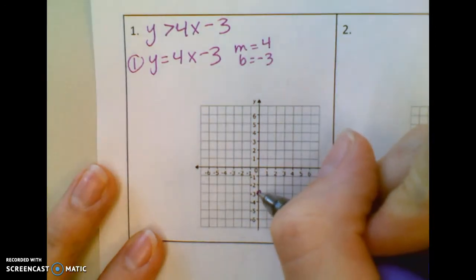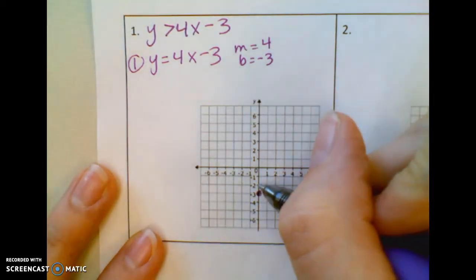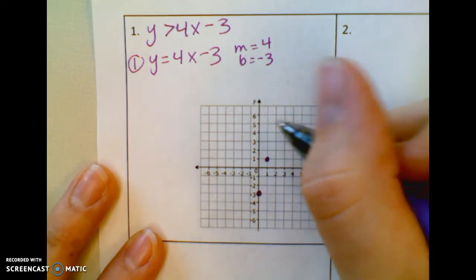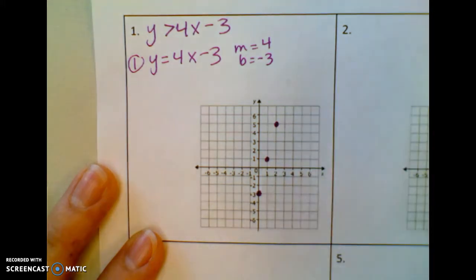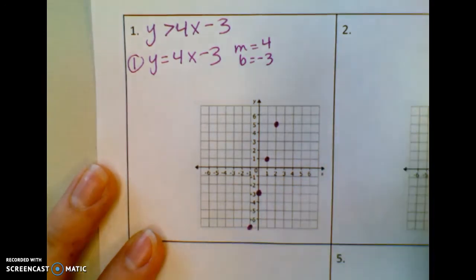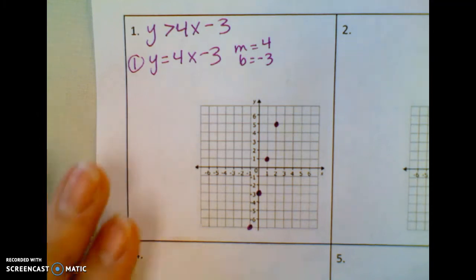So let's go to negative 3 on the graph. And the slope of 4 tells us we go up 1, 2, 3, 4 over 1. Up 1, 2, 3, 4 over 1. We can also go down 1, 2, 3, 4 and over 1. So here are the points, and now we need to figure out step 2.